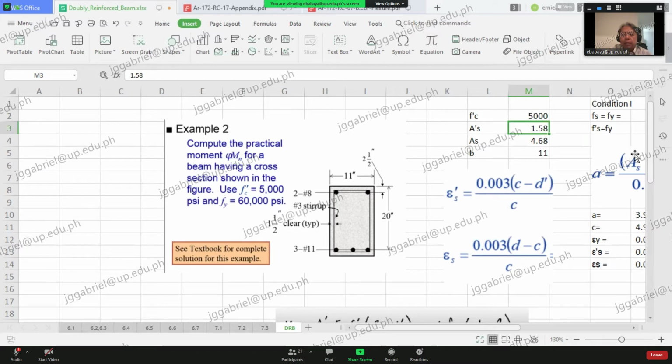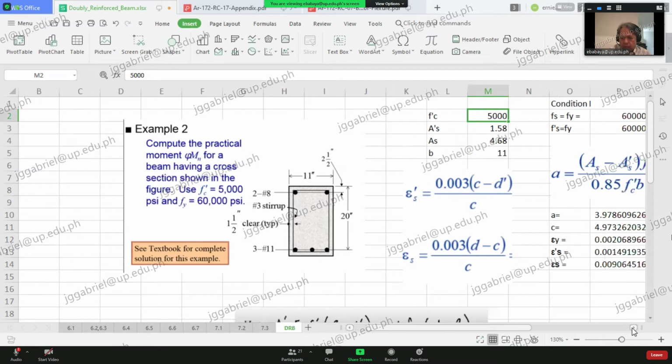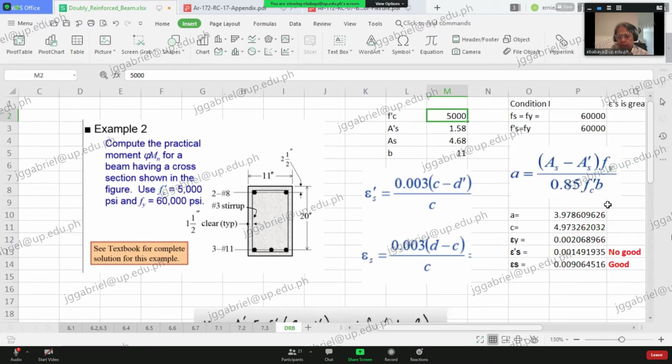A prime S is 1.58. AS is 4.68. F prime C is 5,000. And then Fy is 60,000.